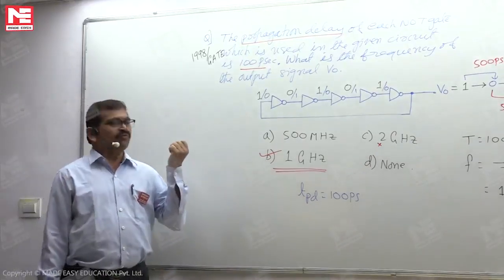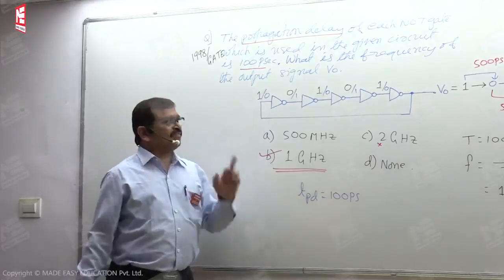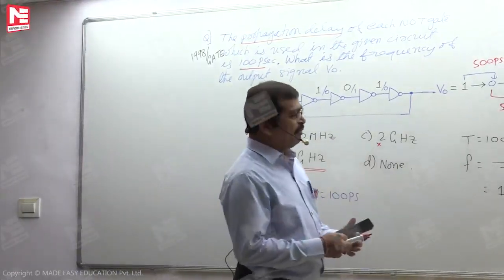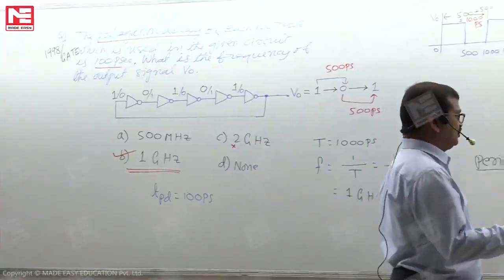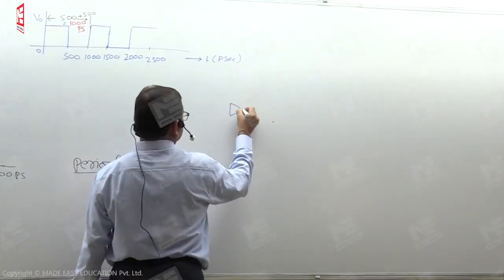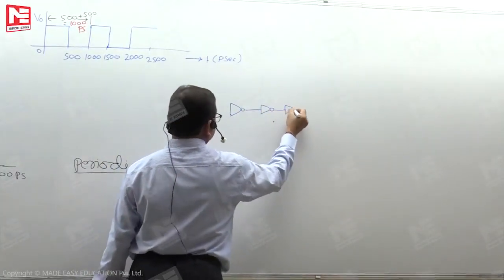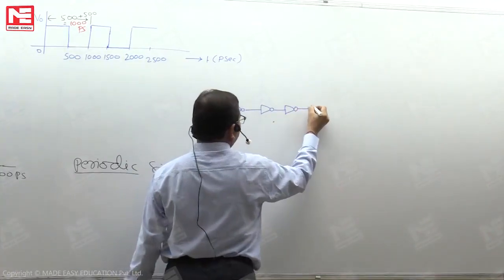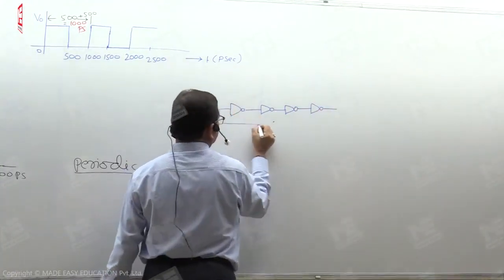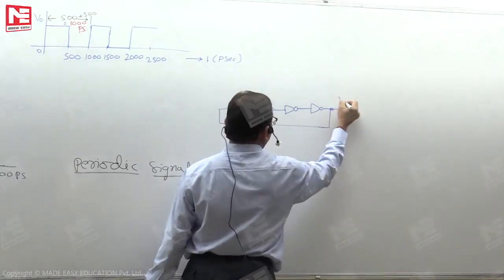Now you have to look at a few points here. Instead of 5 gates, if in this feedback loop I am having only 4 gates, suppose I am having 4 gates, then it is possible to speak about the waveform that we are having here.